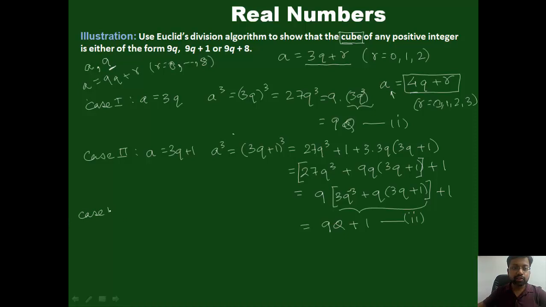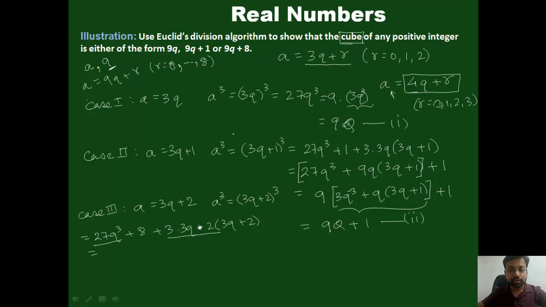And what do you have in case 3? Case 3 is a is equal to 3q plus 2. And in this case, a cube is equal to 3q plus 2 whole cube. And what does it equal to? It will be equal to, again, 27q cube plus 2 cube is 8 plus 3 into 3q into 2, into 3q plus 2. This is what you get when you open up as per the formula x plus y whole cube or a plus b whole cube. Again, you take this number and this entire thing. This is multiplied, not plus.